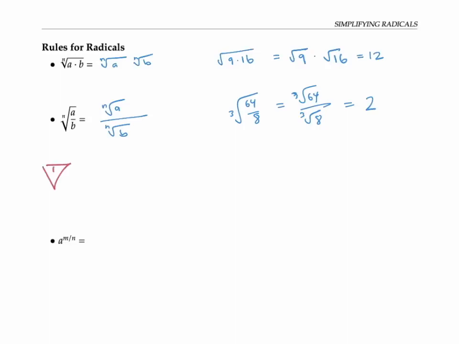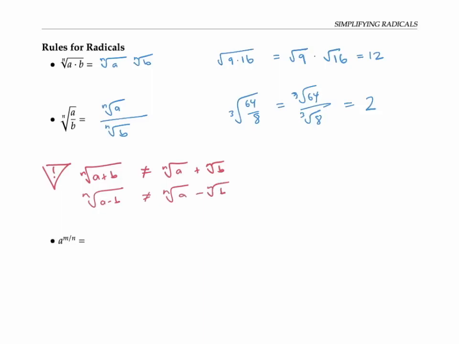You have to be a little bit careful, though, because it's not okay to distribute a radical sign across addition. In general, the nth root of a plus b is not equal to the nth root of a plus the nth root of b. And similarly, it's not okay to distribute a radical across subtraction.